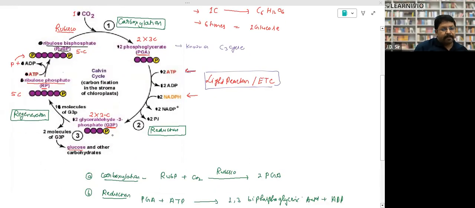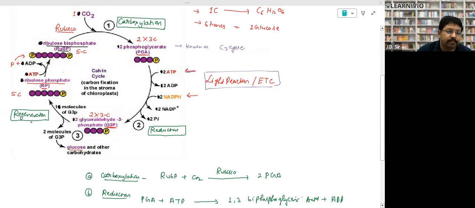Now this is 2 molecules of a 3 carbon compound. How many carbons are there in total? Total 6 carbons are there. 2 times 3 is 6. Out of them 1 carbon is transferred for the formation of glucose. Out of 6 only 1 carbon is transferred, right? Now how many carbons are left? Only 5 carbons are left, right?